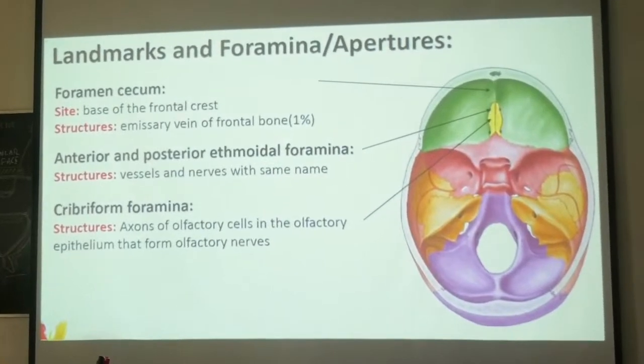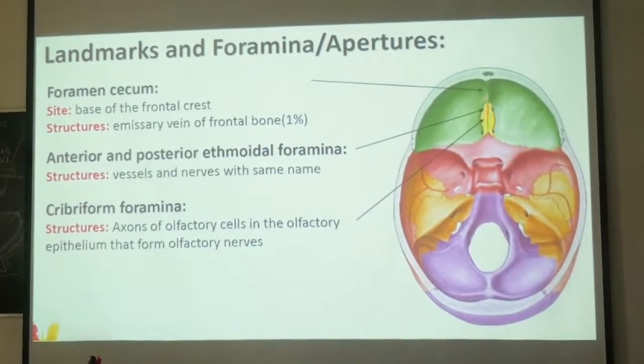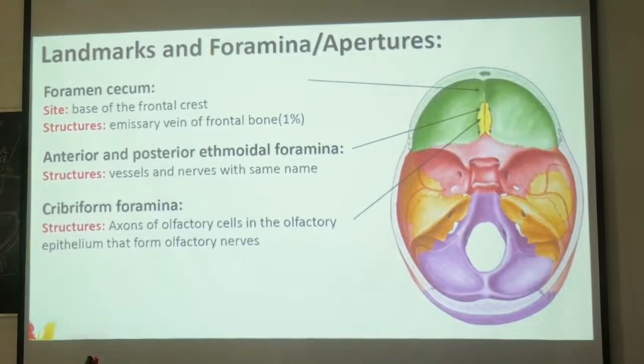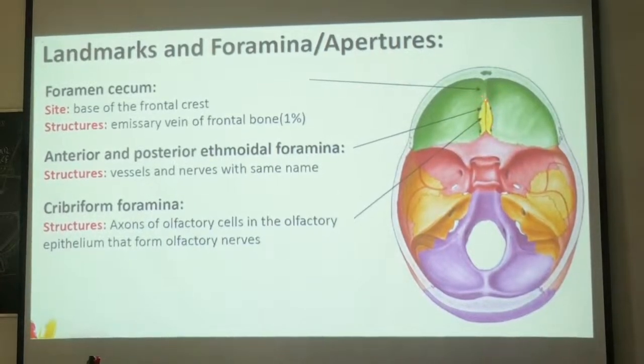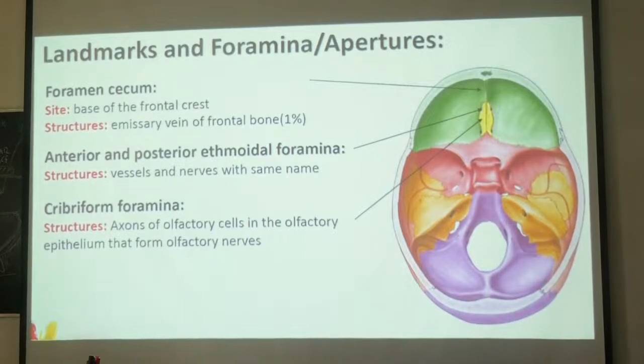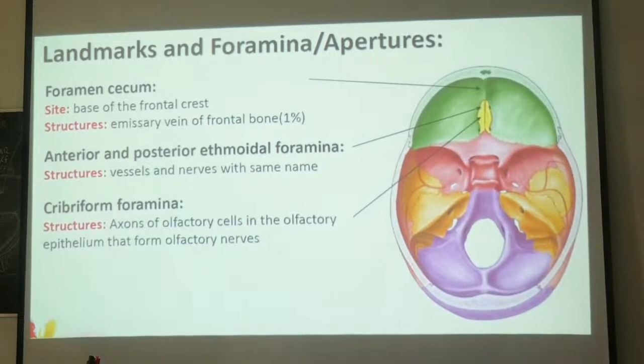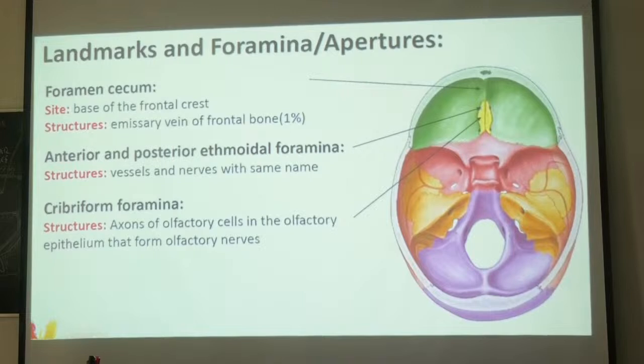Its site is at the base of the frontal crest. This is the frontal crest. The frontal crest is ending here and crista galli is starting. In between these two is the foramen cecum. What does it give passage to? It gives passage to an emissary vein of the frontal bone in 1% of cases, and in other cases it does not give passage to any structure.